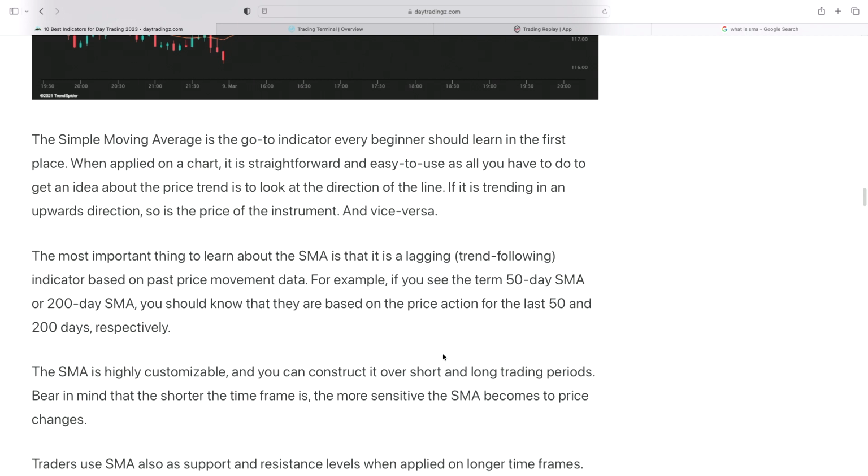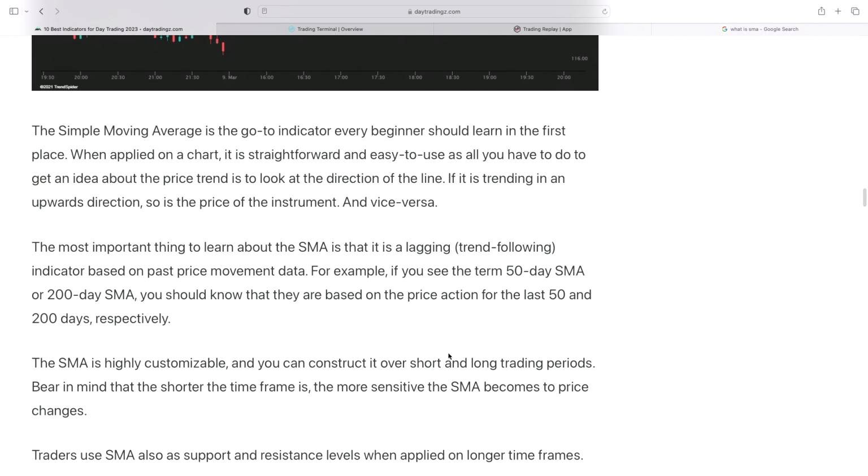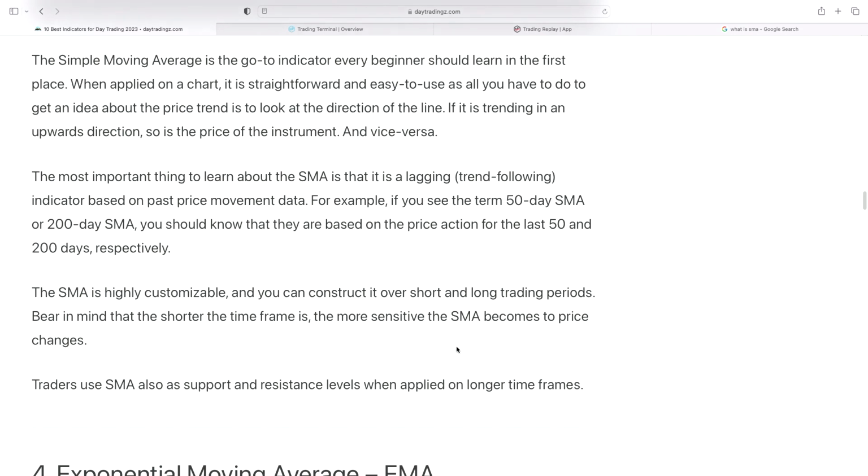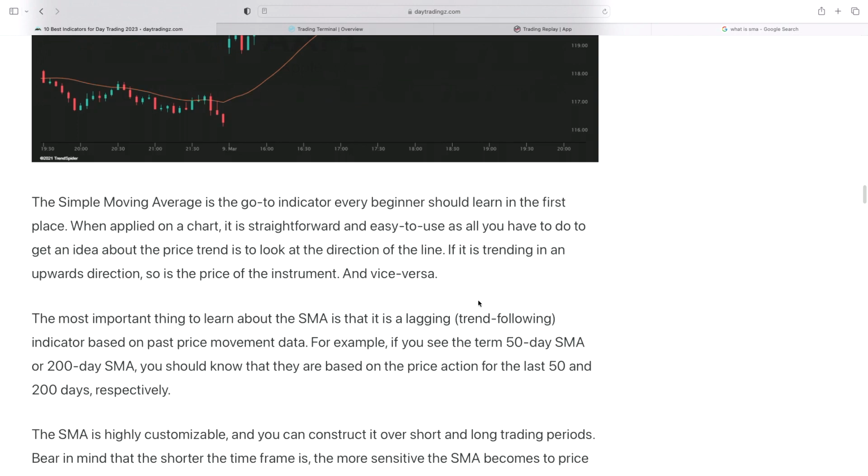The SMA is highly customizable, and you can construct it over short and long trading periods. Bear in mind that the shorter the time frame is, the more sensitive the SMA becomes to price changes. Traders use SMA also as support and resistance levels when applied on longer time frames.